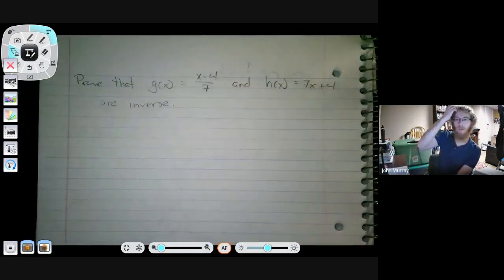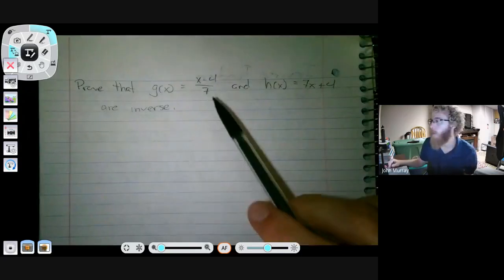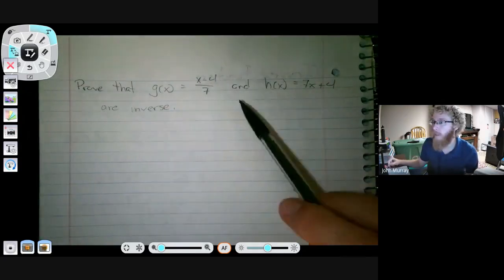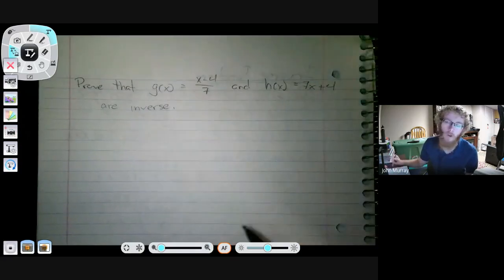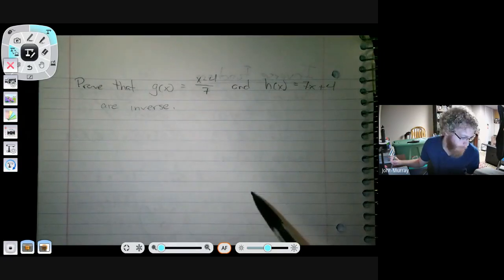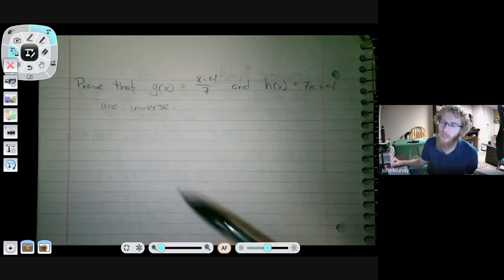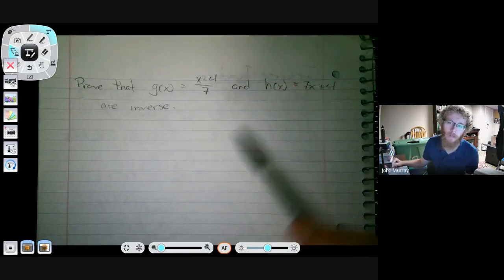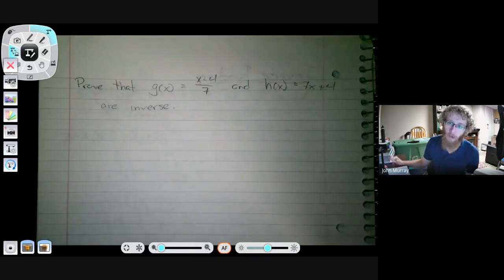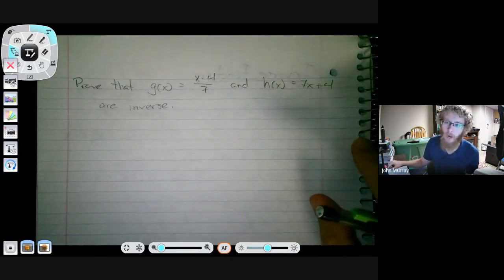So here we're going to prove that g of x, which is x minus 4 over 7, and h of x, which is 7x plus 4, are inverses. We're going to do this algebraically, so we're going to plug in, because it would be too much to try to prove that the domain of this is equal to the range of that. That's just too many numbers. So we're going to do our composite function problem.